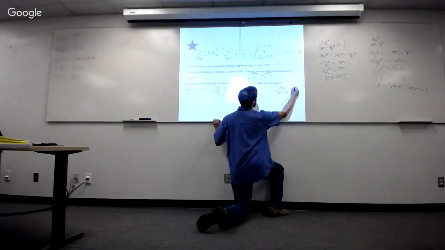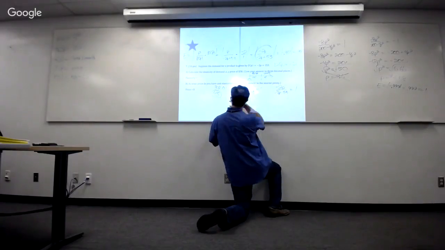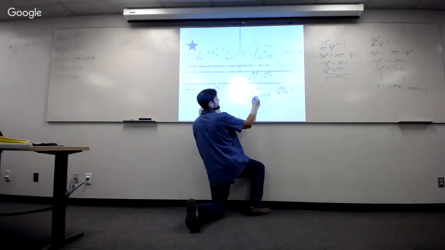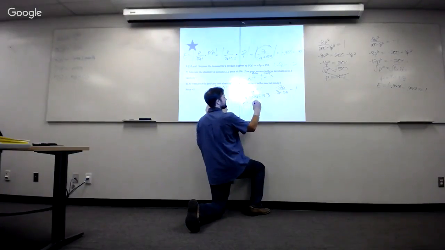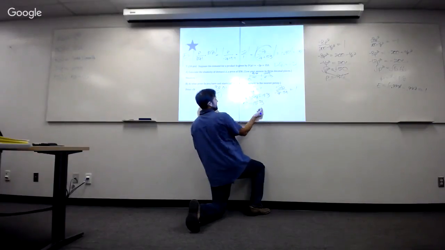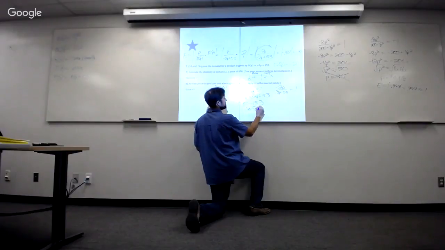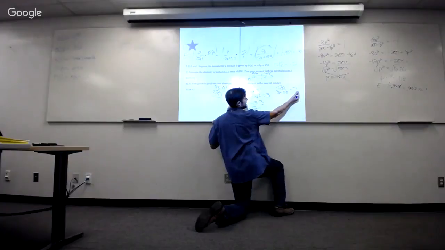And you would just have to solve that. And that's going to tell you how much is too much. So that would be -2p equals -2p plus 153. Ooh, notice something interesting happens here. We end up with 0 equals 153. This equation doesn't even have a solution. So this elasticity will never equal 1. But it could equal, sorry, -1.